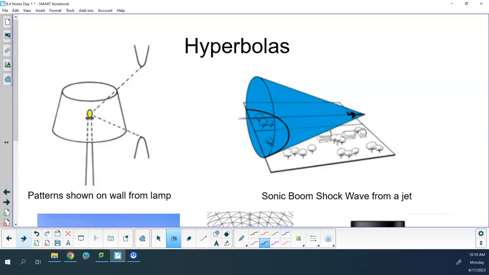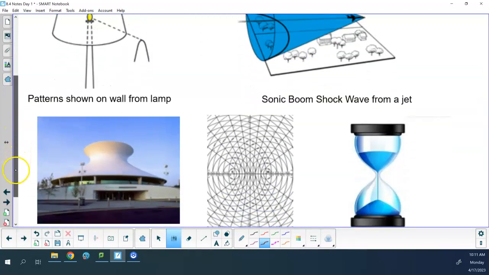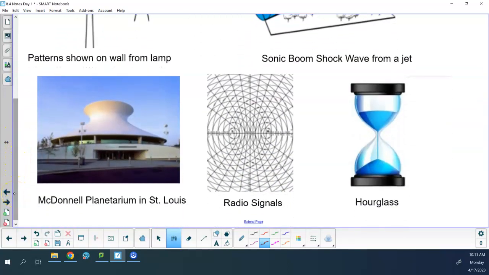Yep. Sonic boom from a shock wave or from a supersonic jet is one. This is the planetarium in St. Louis. It's in the shape of a hyperbola.